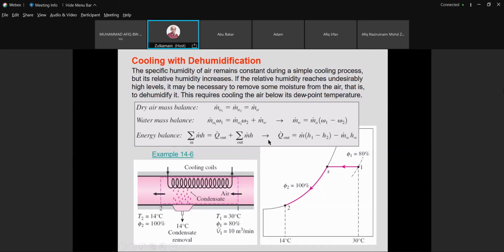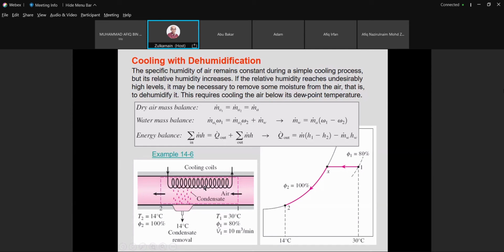And then after that, we are going to look at the energy balance for this cooling with dehumidification. What is the energy in? The energy in, or the initial energy in this case, is m dot 1 H1. Okay, m dot 1 H1. And then what is the energy transfer by heat in? Is there any energy transfer by heat in?